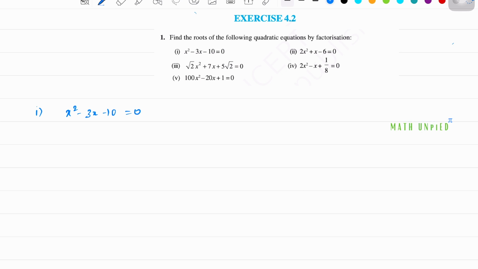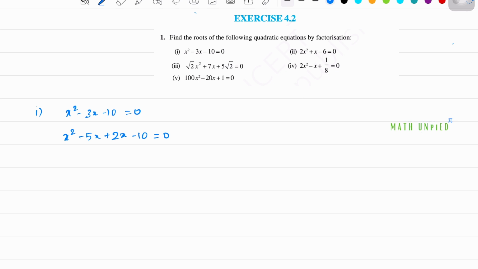So we have to split the middle term so that if you add you should get minus 3x and if you multiply you should get minus 10. So let's see how we can do this. This is fairly straightforward and easy, the first one. So this can be written as x squared minus 5x plus 2x minus 10 equals 0. So minus 5 plus 2 will give you minus 3 and minus 5 into 2 will give minus 10.